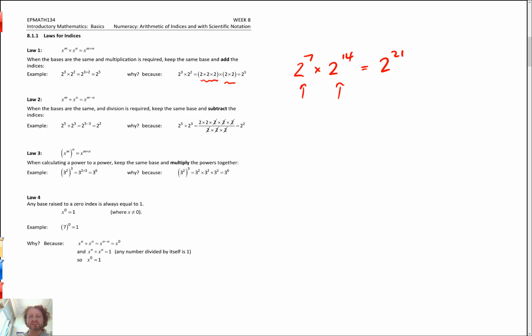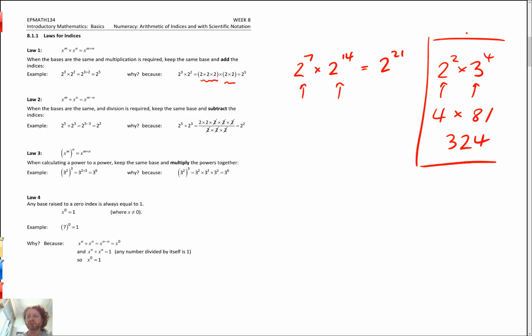Note that the bases have to be the same. If someone asks me what is 2 squared times 3 to the 4, well, I'm not saying I can't do it, I'm just saying I can't use this law to do it, because the bases must be the same, and here they're different. I could still answer this question, because 2 squared is 4, and 3 by 3 by 3 by 3 gets me to 81. So I can do 4 times 81, what's that? 324. But I can't use this law. That is not law number 1.